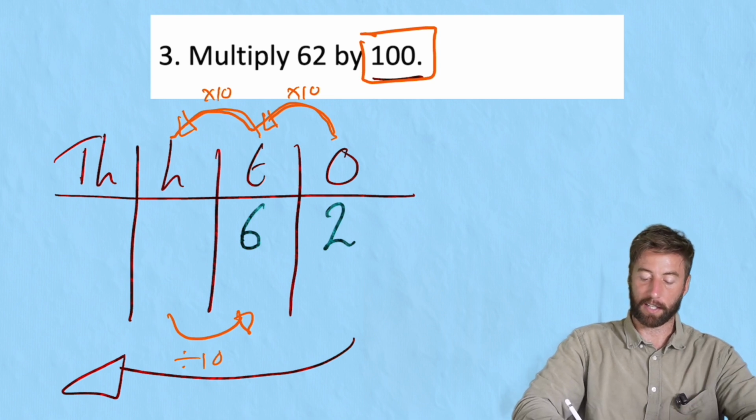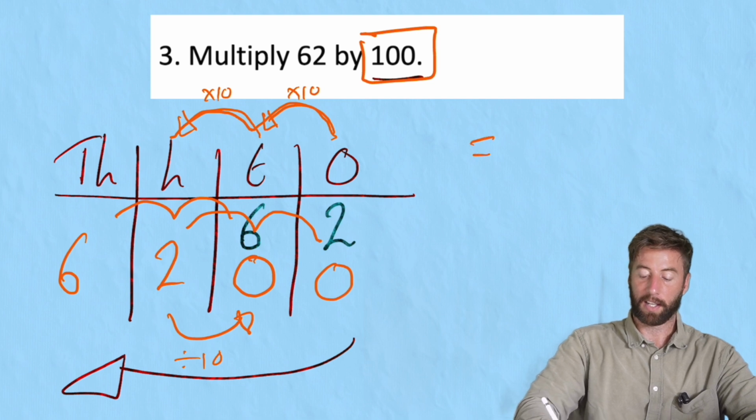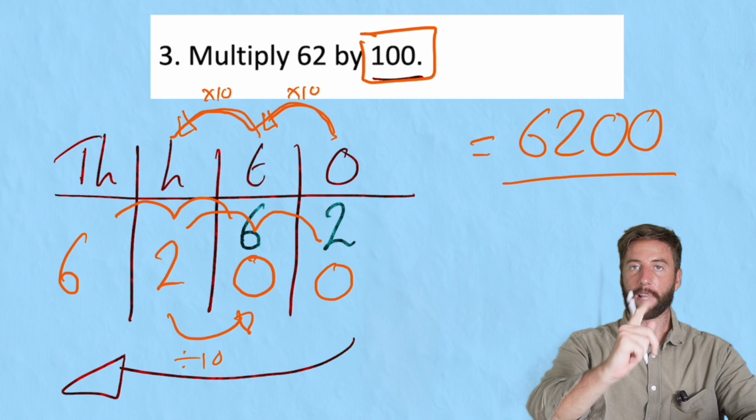So let's take our 6 and take 2 jumps. 1, 2, 6 lands in the 1,000 column, 2 lands in the 100 column, and then I'll fill the rest with placeholders. So my answer is 6,200. Simple. Use your place value chart.